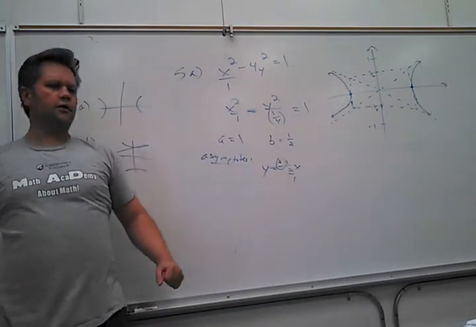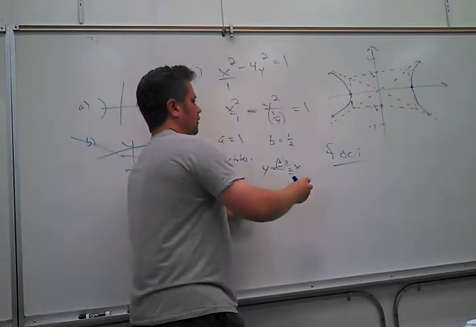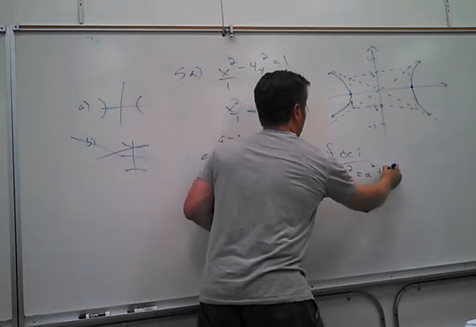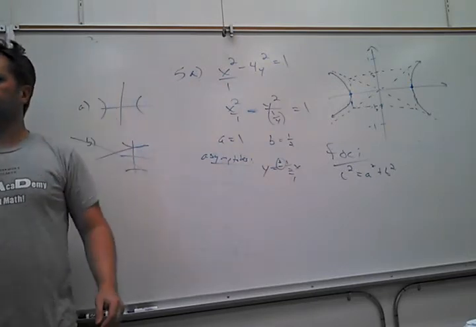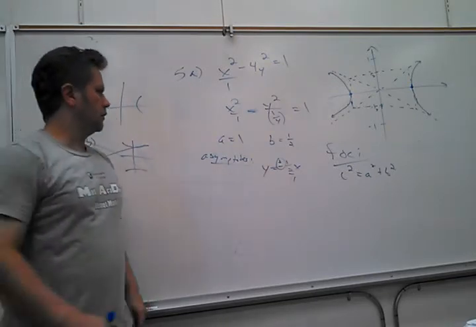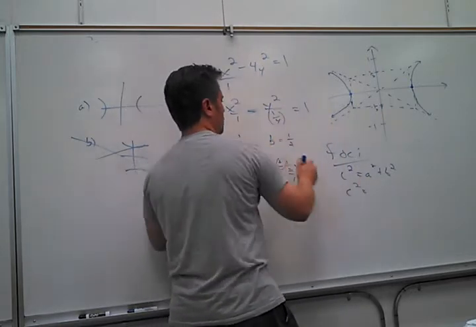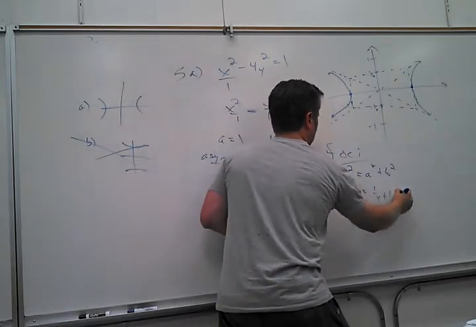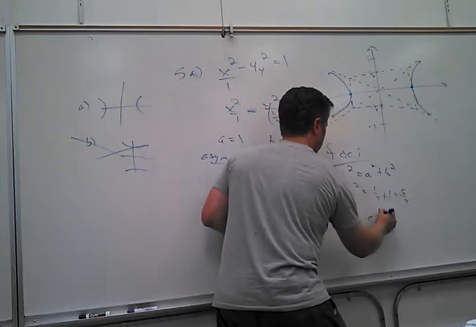Where's the focus? How do I get the focus? The foci. C squared equals a squared plus b squared. Good. This one is the one with the plus because the actual equation has a minus in it. It's always the opposite there. All right, so it's the one that looks more like our Pythagorean Theorem. So c squared would be 1/4 plus 1. C would be root 5 over 2 plus or minus.